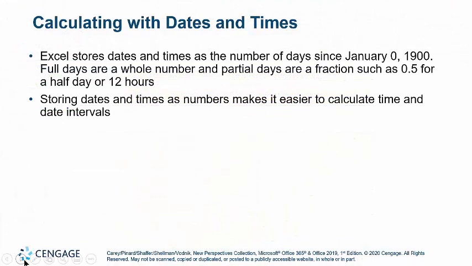Calculating with dates and times. One thing that may be surprising is that in order to allow dates and times to be used in calculations and comparisons, Excel stores dates and times as the number of days since January 0, 1900. Full days are a whole number and partial days are a fraction, such as 0.5 for a half day or 12 hours. Storing dates and times as numbers makes it easier to calculate time and date intervals.